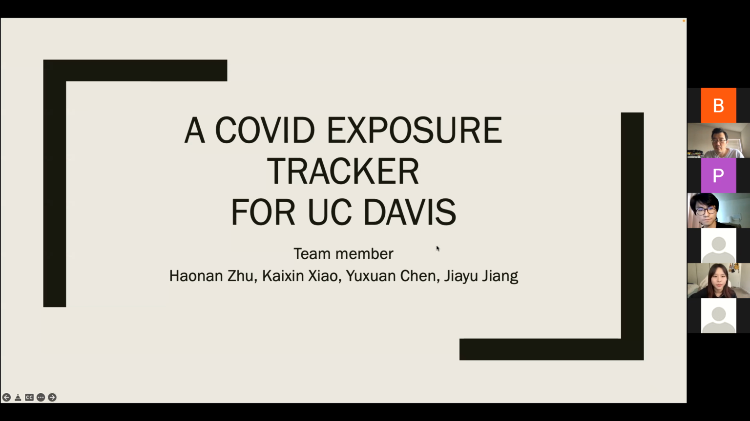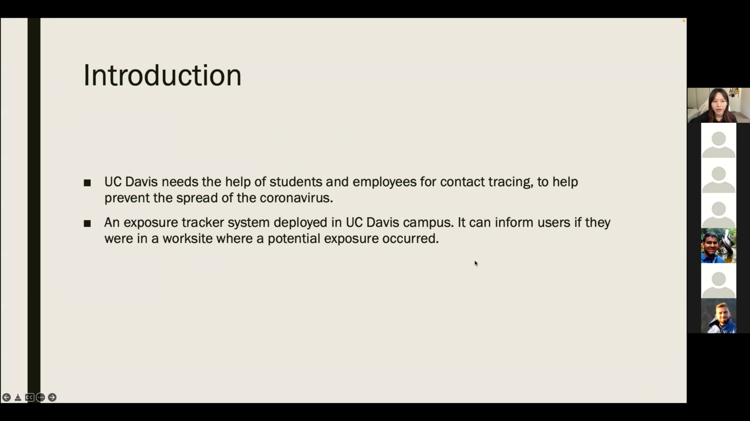So our project is about a COVID exposure tracker for UC Davis. To prevent the spread of the coronavirus, we designed this exposure tracker system which can be deployed on the UC Davis campus. It can record the active time and location of different users, and when someone reports that she or he tested positive for COVID, the system will inform the people who are likely to have contacted this person.